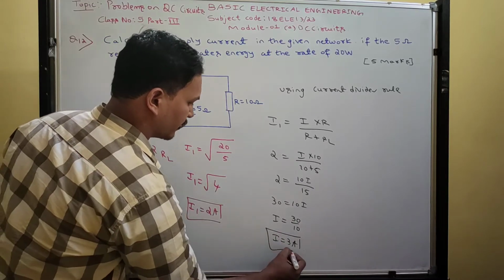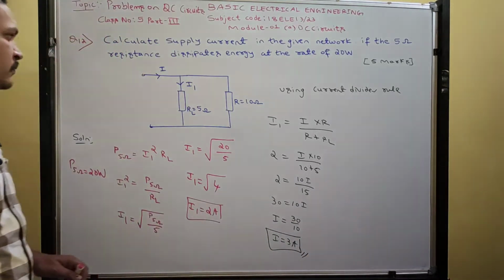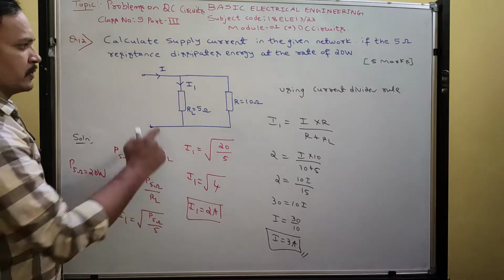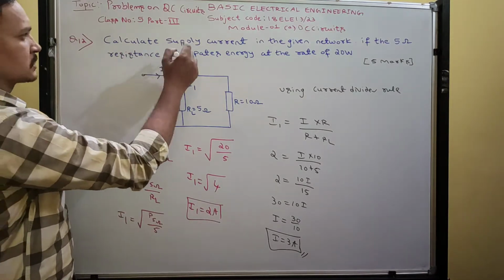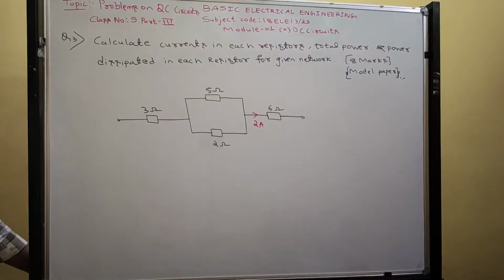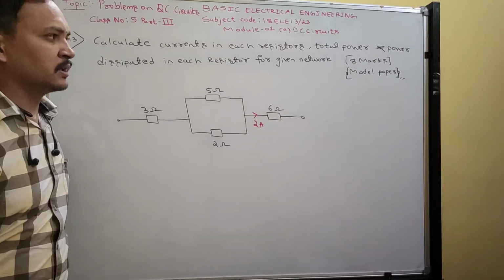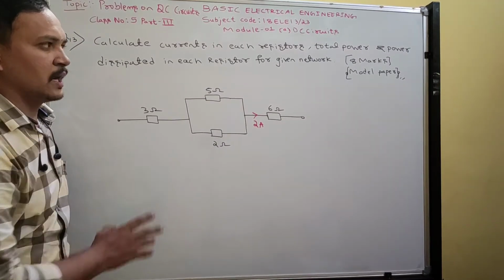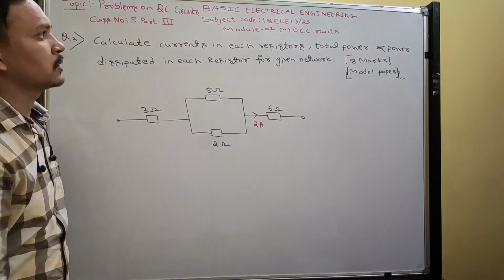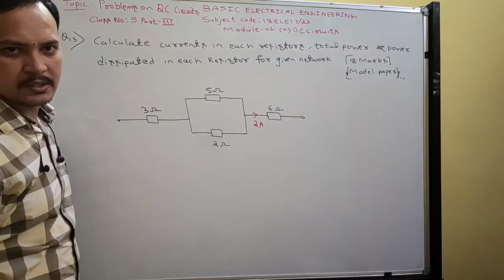3 ampere. Okay, got it? Supply current is 3 amperes. So this is what they asked in the question: calculate the supply current. Okay, dear students, question number 30. This question was asked in the VTU model paper for the 18 scheme syllabus.